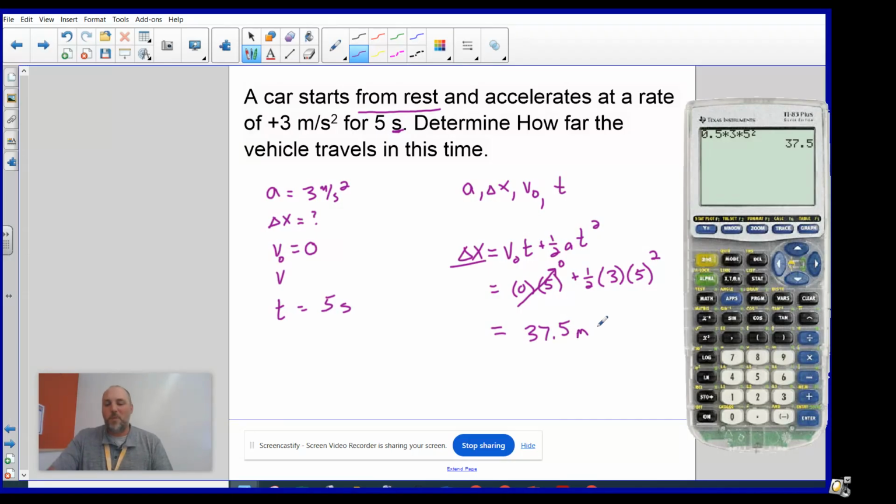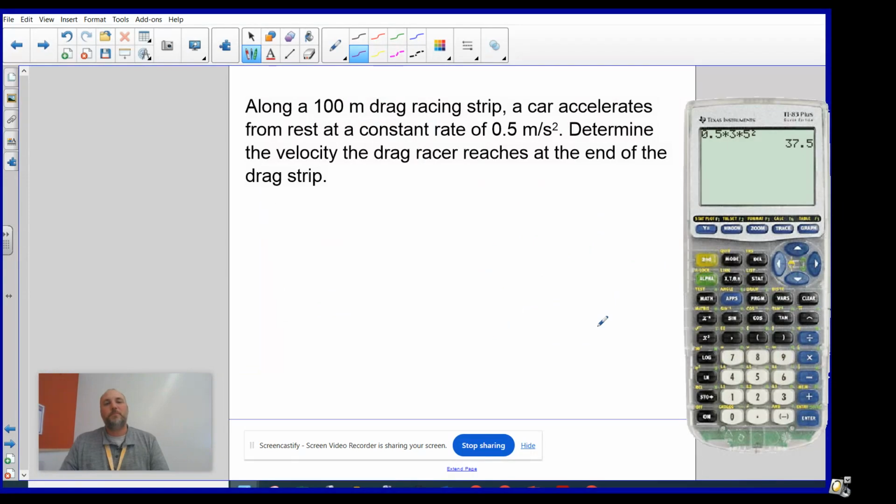Okay, let's do one more using the third kinematic equation. Along a 100-meter drag racing strip, a car accelerates from rest at a constant rate of 0.5 meter per second squared. Determine the velocity the drag racer reaches at the end of the drag strip.